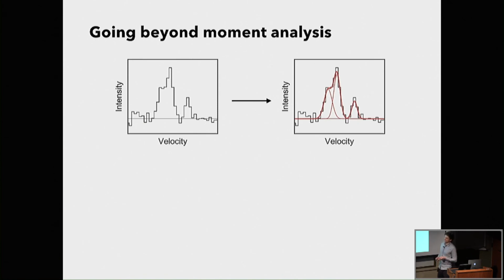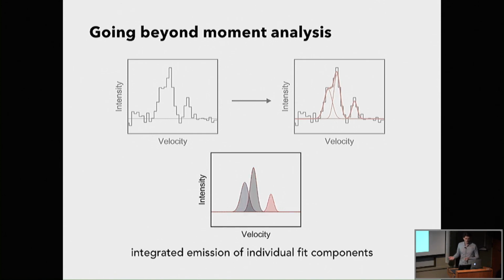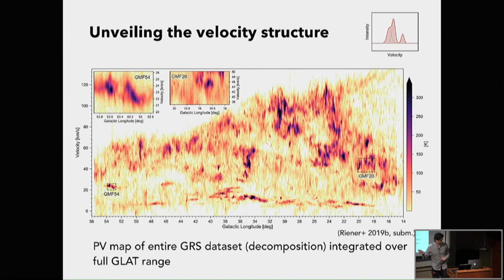Now I want to show you another transformation we can do with our Gaussian decompositions in hand. What I did so far was still, we recreated the data set, but I still showed you the entire integrated emission. But we can go one step further and look at the integrated emission per fit component, and in an additional step, concentrate this integrated emission at the centroid position. So we get rid of this blurring effect from the line width. I illustrate this in a position-velocity view. So here you see galactic longitude versus velocity again of the entire Galactic Ring Survey.